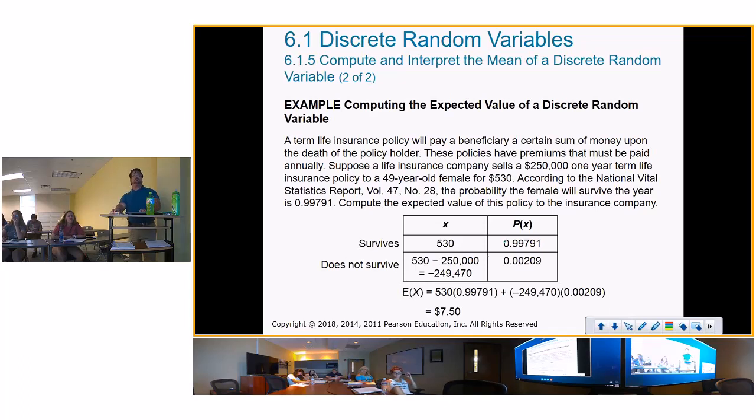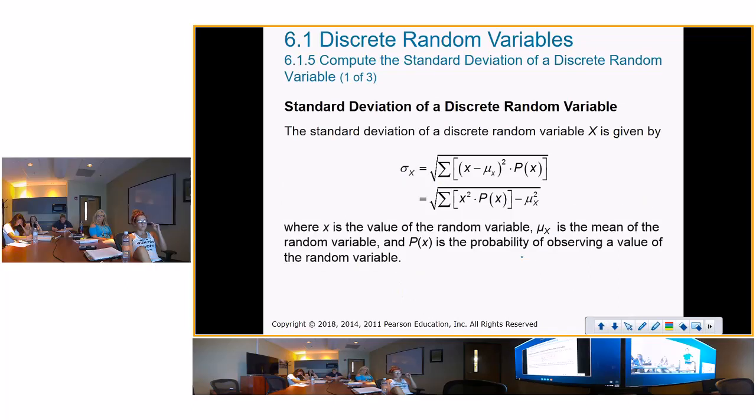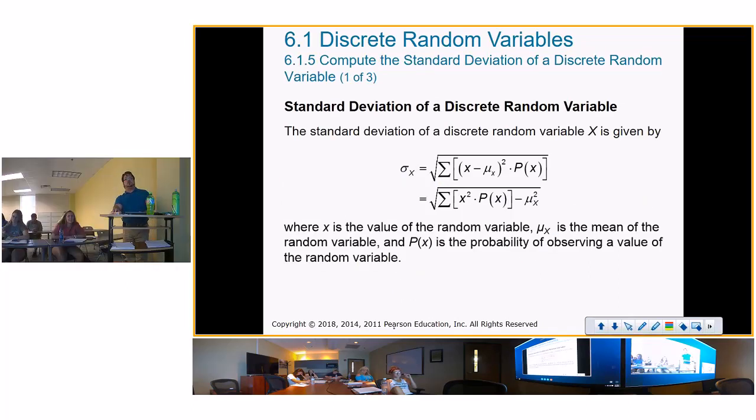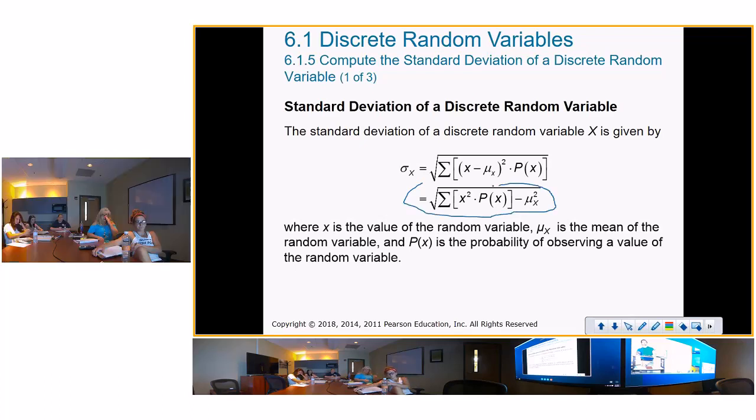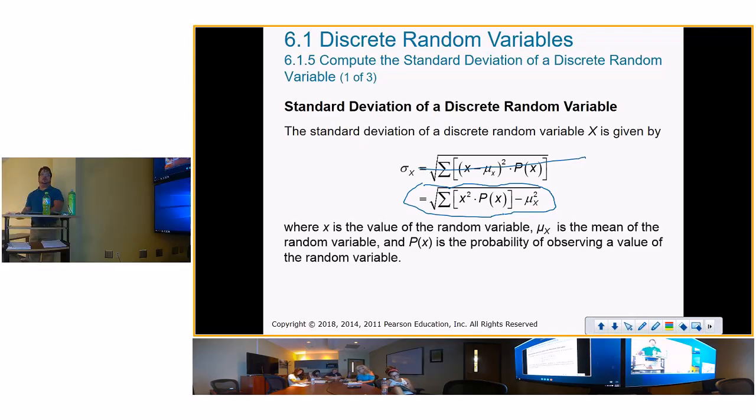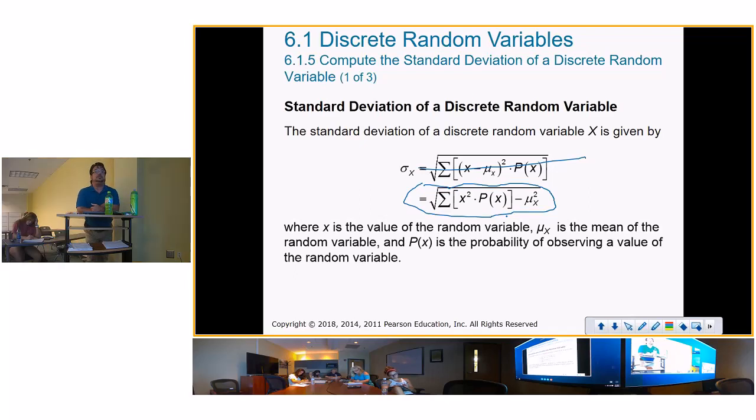Question. There we are, standard deviation. I want you to write down this one, and then read it after you write it down. The population standard deviation of x is equal to the square root of the summation of x squared times p of x, minus the mean squared.